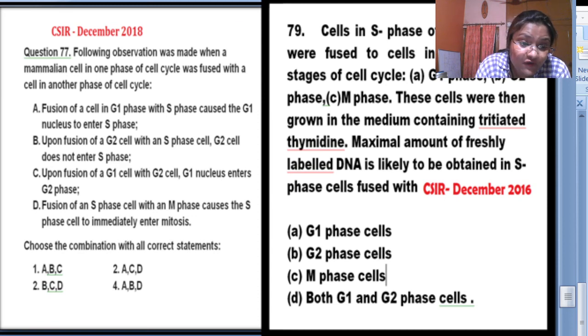Option D: fusion of an S phase cell with an M phase cell causes the S phase cell to immediately enter mitosis. Yes. This is the last point that we discussed. An M phase nucleus can induce all other phase nuclei to enter into mitosis immediately. So this statement is correct. So that means A, B and D statements are correct. So option 4 is correct.